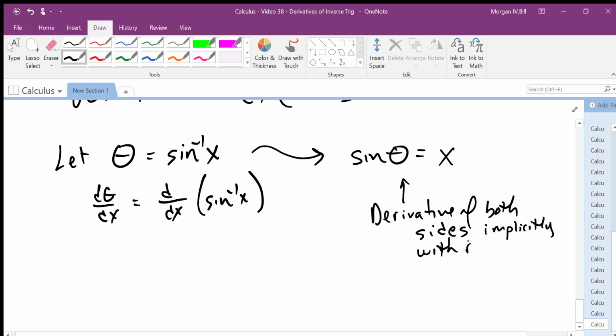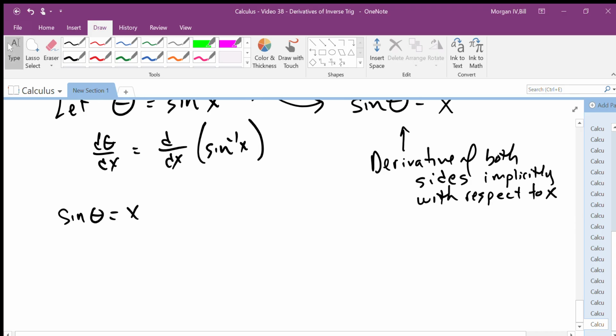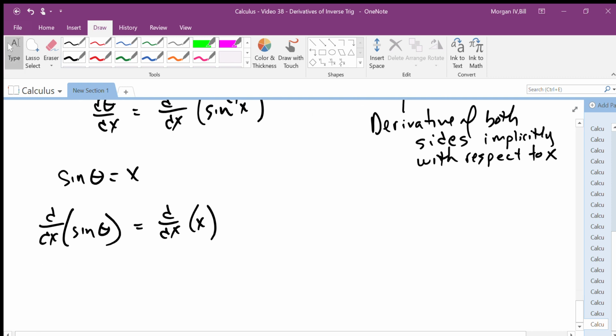And what I mean by with respect to x is we'll take the derivative of whatever variable we have, dx, right, with respect to x. So we'll have a dx on the bottom. Okay, so I have sine of theta equals x, the derivative of each one. So then we'll have the derivative of the sine of theta must equal the derivative of x, taking the derivative of both sides.